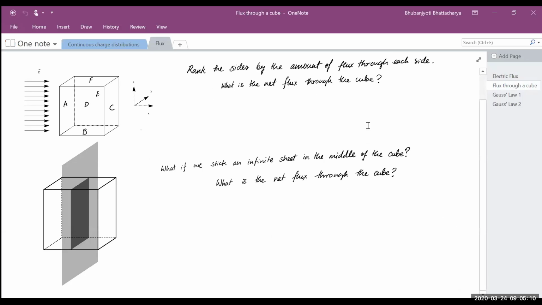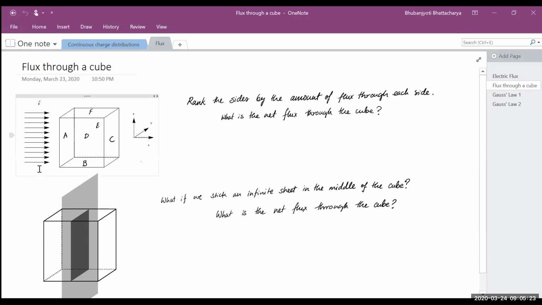You're going to find the flux through a cube. So this is going to be a ranking task. I have 6 different sides of this cube, A, B, C, D, E, F.